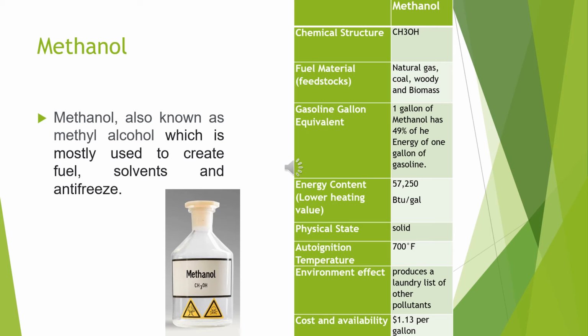And the gasoline gallon equivalency is 1 gallon of methanol has 49% of energy of 1 gallon of gasoline, and its energy content is 57250 BTU per gallon, and its physical state is solid. And the auto ignition temperature of methanol is 700 degree Fahrenheit, and its environmental impact is that it produces a laundry list of other pollutants, and its cost is almost $1.13 per gallon.